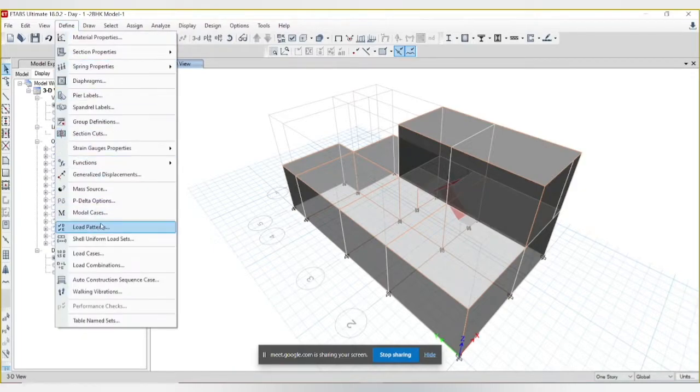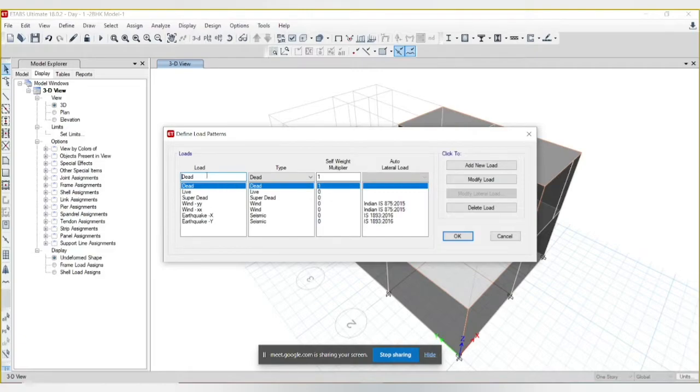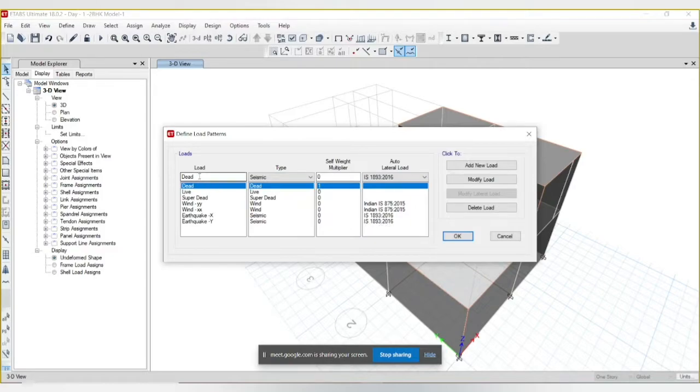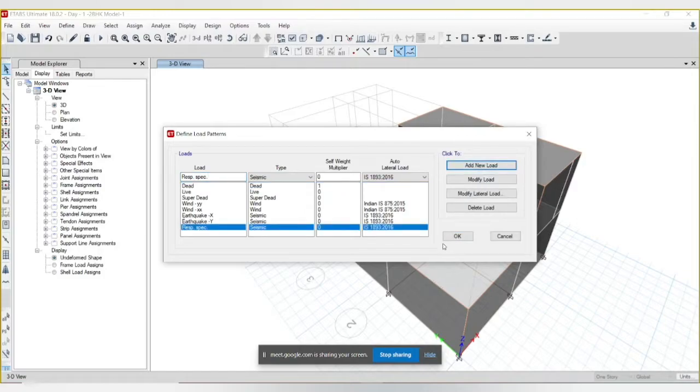Now you can define a load pattern. Let us add a load pattern, name it response spectrum, and the type of load is seismic. Let us take it as 1893-2016 response spectrum. Add new load. We are adding to the existing load. Let us press OK.